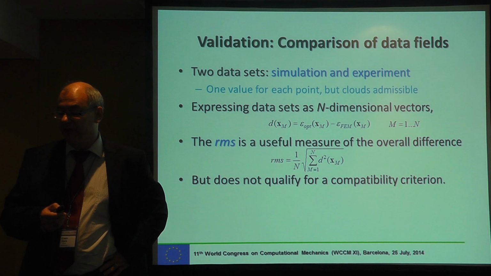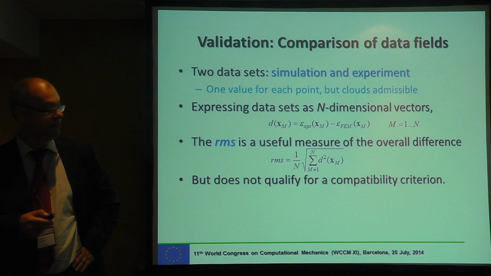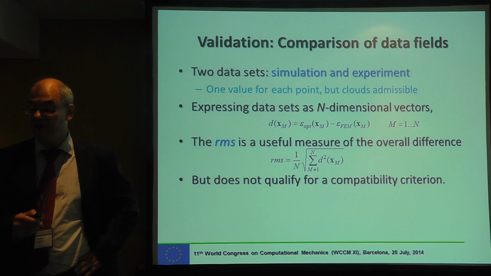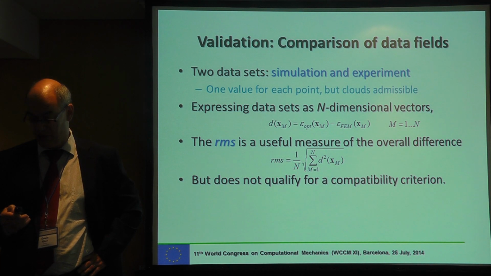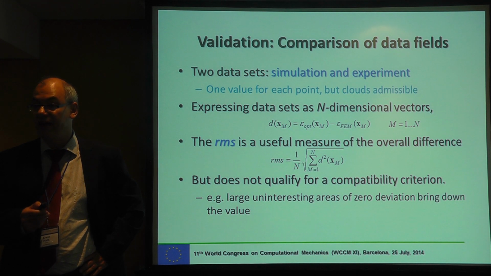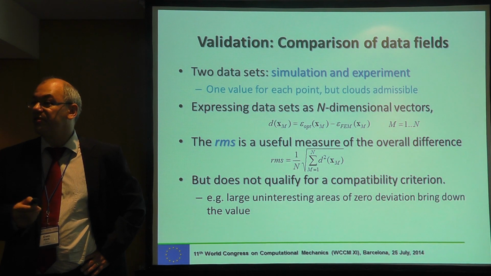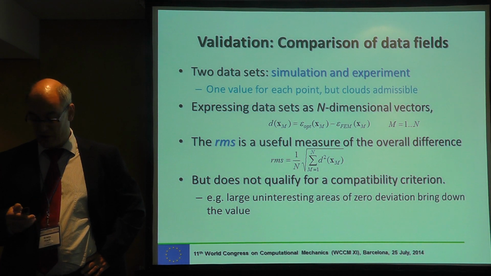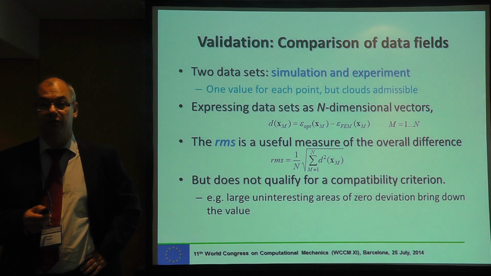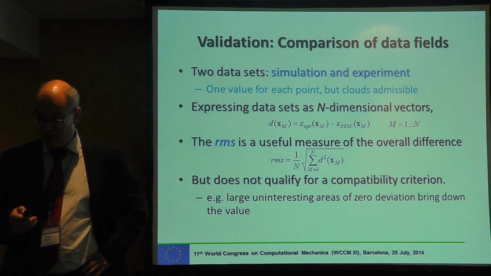Of course, for the overall difference, you could be tempted to just use the root mean square. So this would be a useful measure eventually, but it doesn't qualify for a compatibility criterion. One of the reasons, of course, is if you have large uninteresting areas of zero or zero deviation, that brings down your RMS, but doesn't tell you more about the quality of your model, because normally what's going on is a location with high stress concentration, for instance. So this is not the whole story.